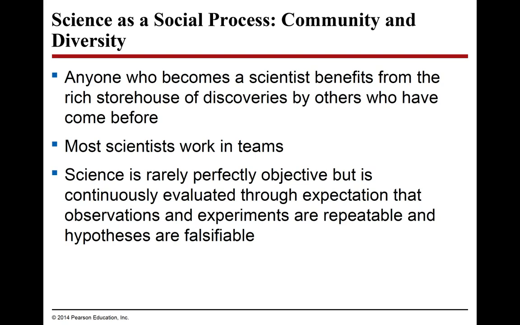Science is rarely perfectly objective, but it's continuously evaluated through the expectation that observations and experiments are repeatable and hypotheses are falsifiable. So in order to have a good experiment, it needs to be repeatable and it needs to have very similar results in order to be considered a good experiment. And that's why all these journals have very difficult rules to get published in them, because you have to make sure that your experiments are repeatable and your hypotheses are falsifiable, because then you know that you have a good piece of work in front of you, that what they're claiming is probably pretty correct. It's not just random studies that the media throws at you because they can.